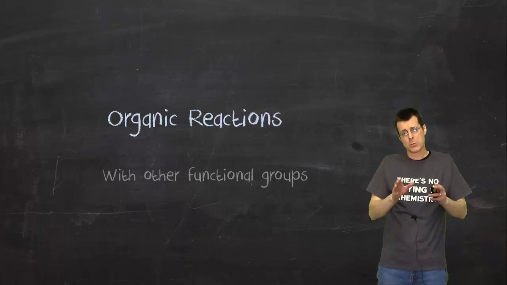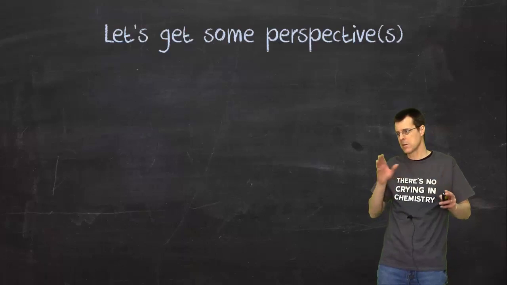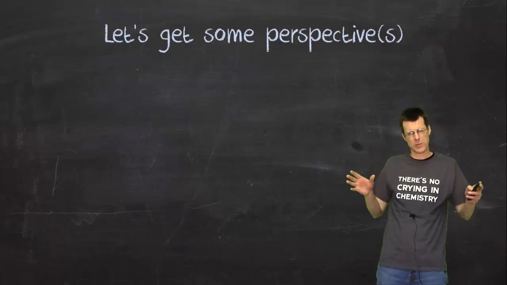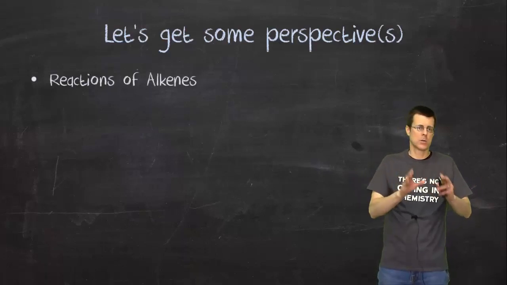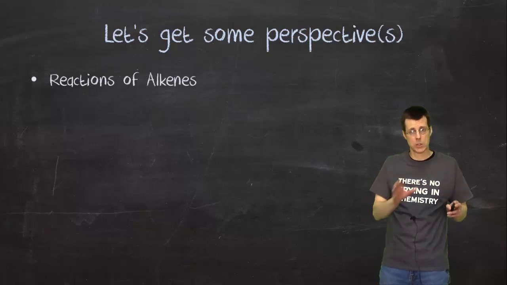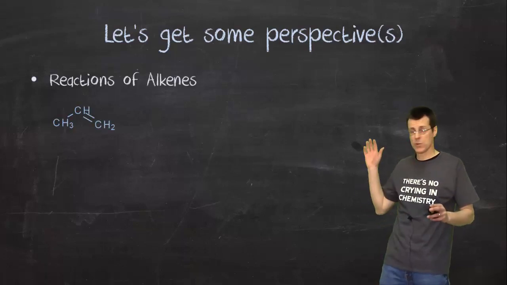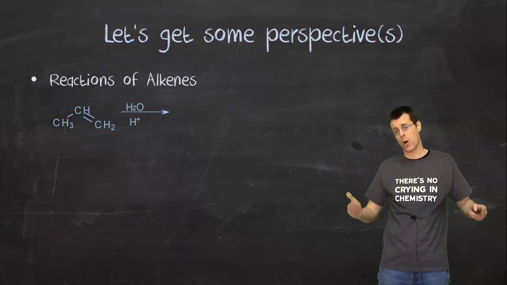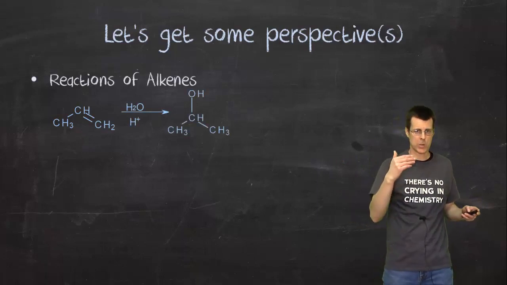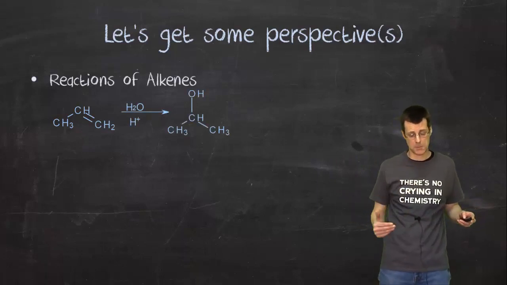Okay. Once we move on to other functional groups, we need to adjust our perspective a little bit. And what do I mean by perspective? If I take a look at one of the reactions of an alkene that was on your original page, it was taking an alkene and adding water across the double bond. And when I did that, I ended up making an alcohol.